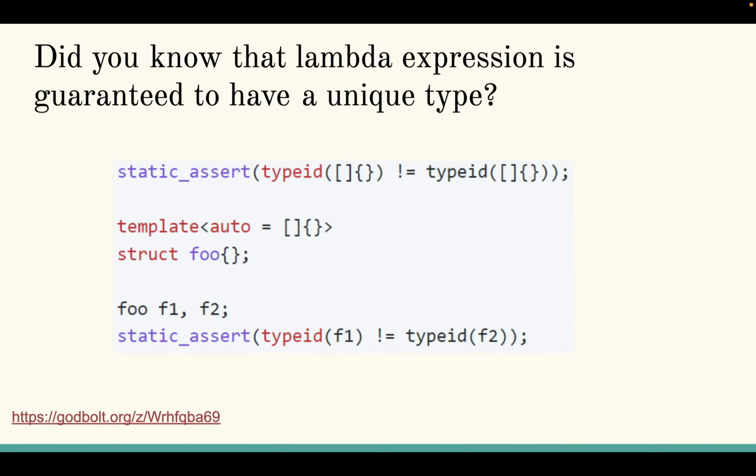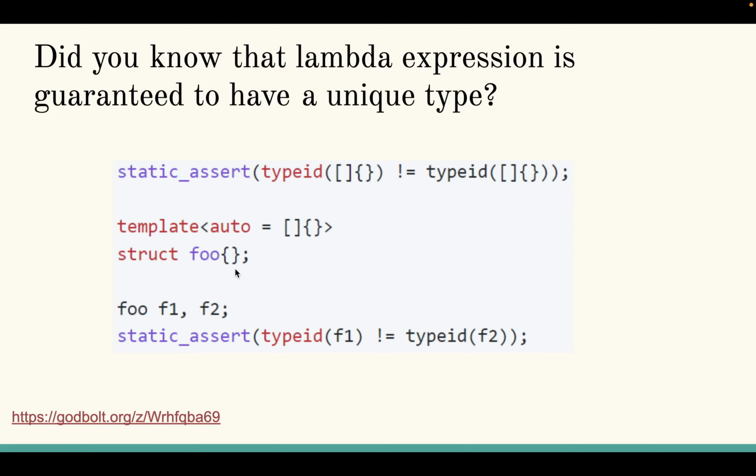Did you know that a lambda expression is guaranteed to have a unique type? In C++, the compiler guarantees each lambda expression has a unique type. For example, if we create a lambda expression at this point and we get a type ID, the type ID won't be equal to that of another lambda expression. These two lambda expressions have different type IDs.